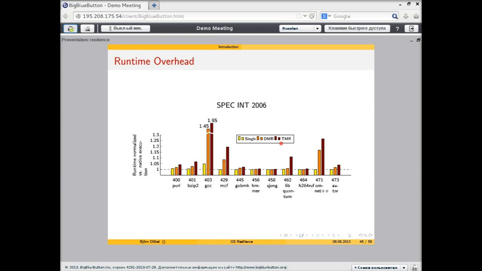So the only thing we can do is stop the application and restart it, similar to what we would do in the case of a software error. However, we cannot correct this error, and restarting an application may take some time.